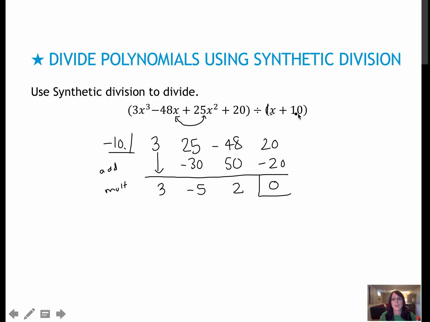That means that x plus 10 is a factor. So what's left over when I divide by x plus 10? I would have 3, 1 less than this, so 3x squared minus 5x plus 2. Now, if they asked me to write this as a product of factors, I would say x plus 10 and then 3x squared minus 5x plus 2, and I would probably check to see if that could be factored further, because that's what I would want to do if they really wanted me to write it as a product of factors.